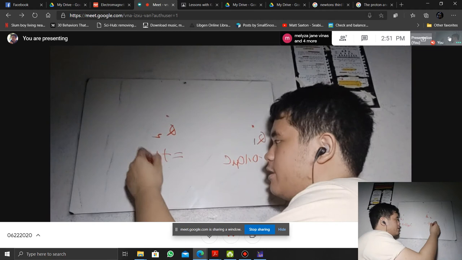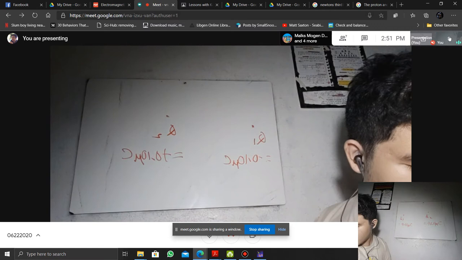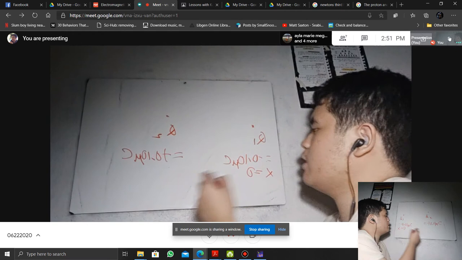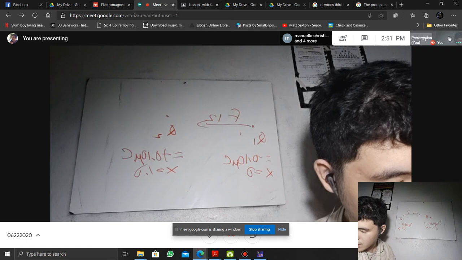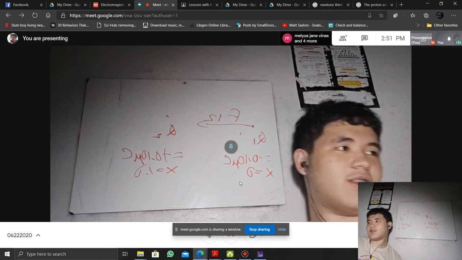Then, x equals 0, no? X equals 0 ito. Ito, x equals 1. Pero, negative to positive. Obviously, ang force on 1 due to 2 is going to the right. Attractive, no? To the right. Okay, sige. Yan, that's letter A. Ngayon, let's go to the problem solving.